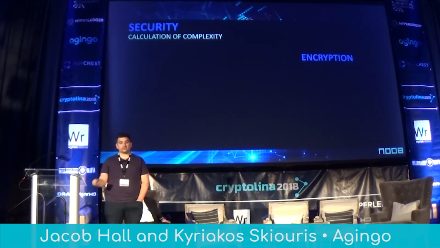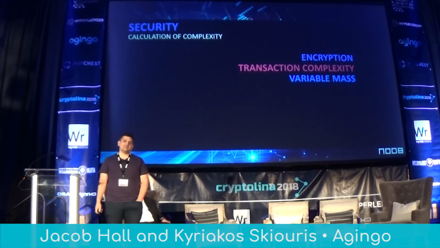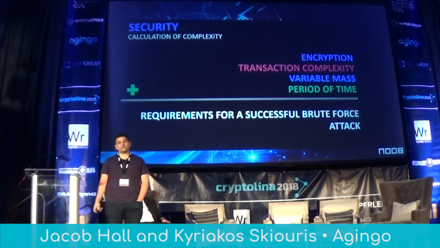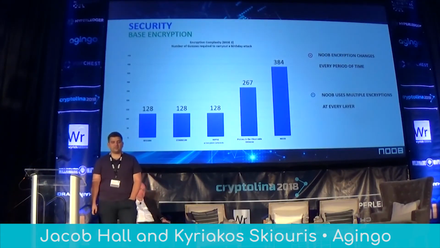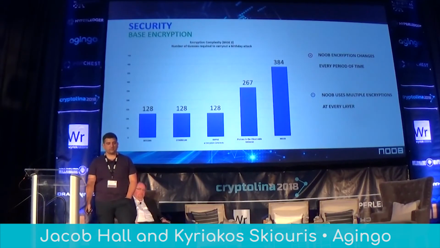So we add the calculation of complexity for trying to do a brute force attack by adding encryption, transaction complexity, the mass of the network, and periods of time. And when you add that all together, it's the requirements for a successful brute force attack. So this is the base security encryption in a chart at the bottom. It starts with Bitcoin at 128.